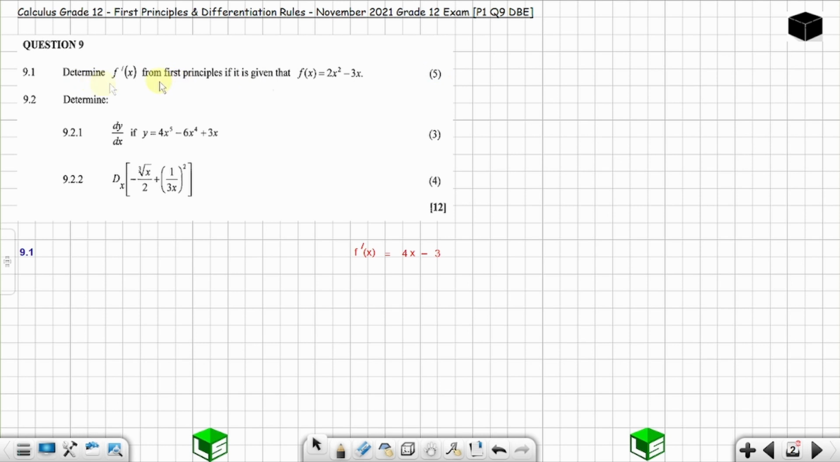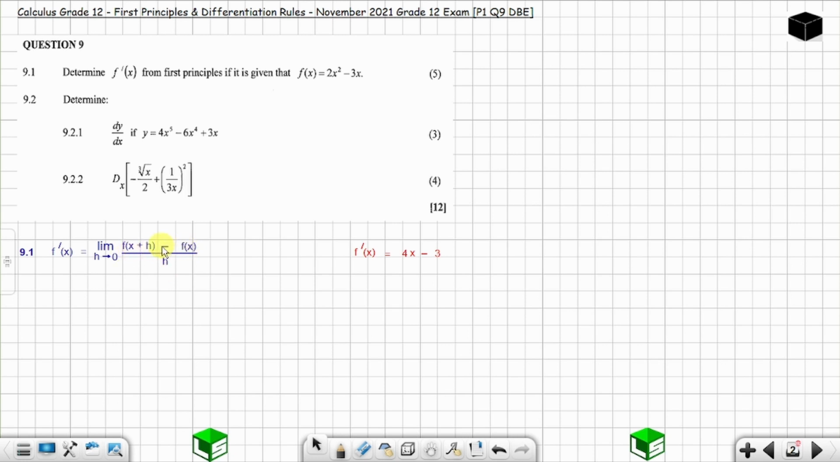Whenever they say use the first principles, they want you to use this formula. Whether they say use the first principles or use the definition, they want you to use this formula. Remember, you always have negative day, because the formula is dealing with change in. This is the reason why you have negative day.